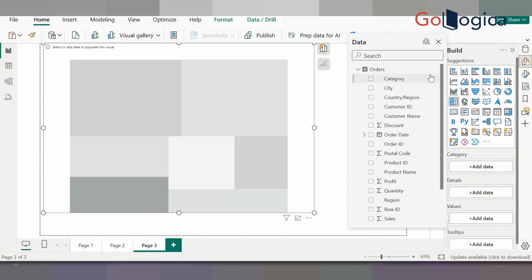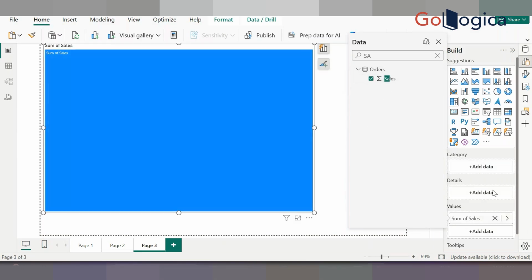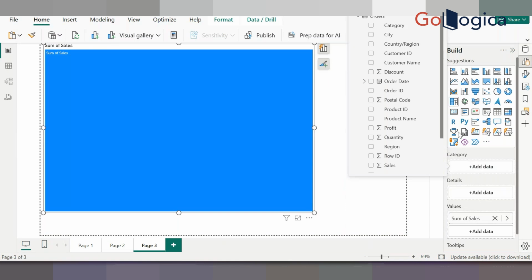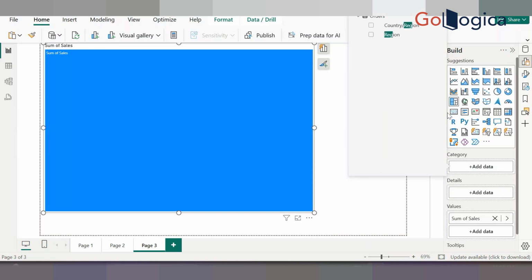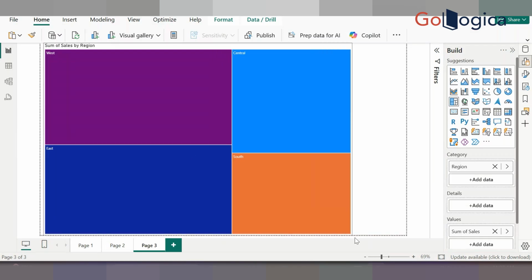Now we have something called the category details and the values. Values will be measurable values. And for the category, I'll just take a region. What we are able to understand here is how the sales have happened region-wise. It is showing in the form of rectangle boxes. A bigger box is a high sales value, high measure, and the measure is sales here. The small box is the lower sales.